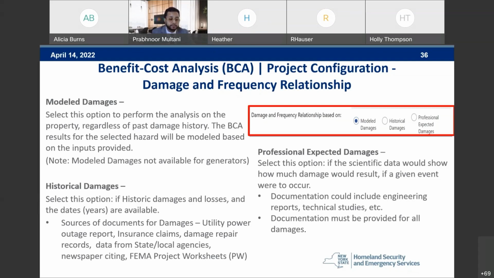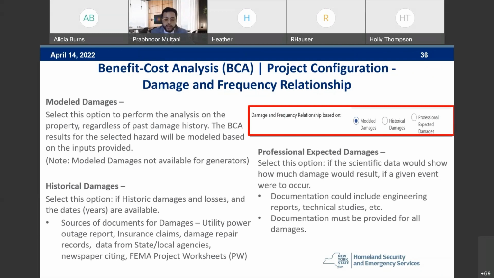Right below that is historical damages. You can select this option if historic damages or losses are available and they are dated, so we know what years this all occurred. Sources of documents for damages can include utility power outage reports, insurance claims, damage repair records, data from state and local agencies, newspaper citings, and FEMA project worksheets.